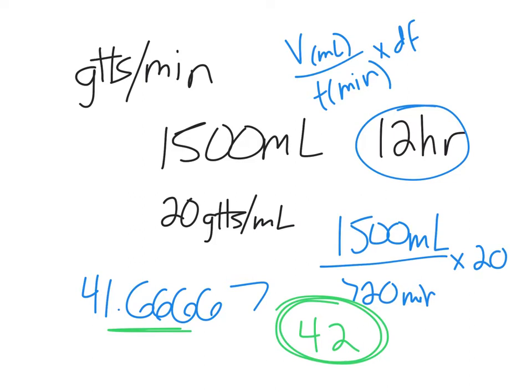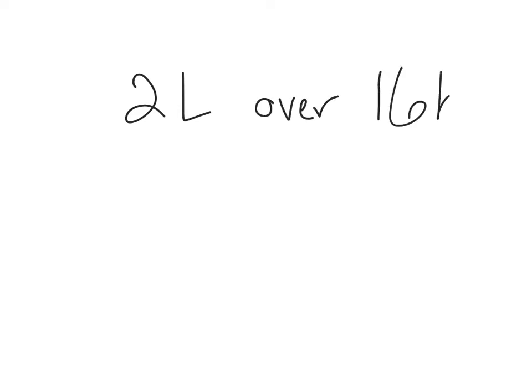So looking at another example, calculating drops per minute still. Let's say a doctor has ordered to give 2 liters of some solution over the course of 16 hours using a 60 drops per milliliter infusion rate.